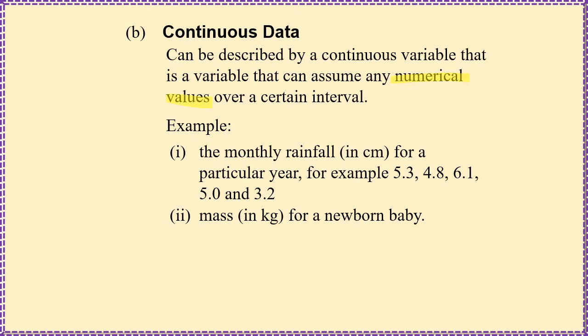And then another example is mass in kilograms for a newborn baby. A newborn baby usually will be about 1.3 kilograms, 1.45 kilograms, or 2.325 kilograms. So it can vary, with many numerical values over a certain interval.